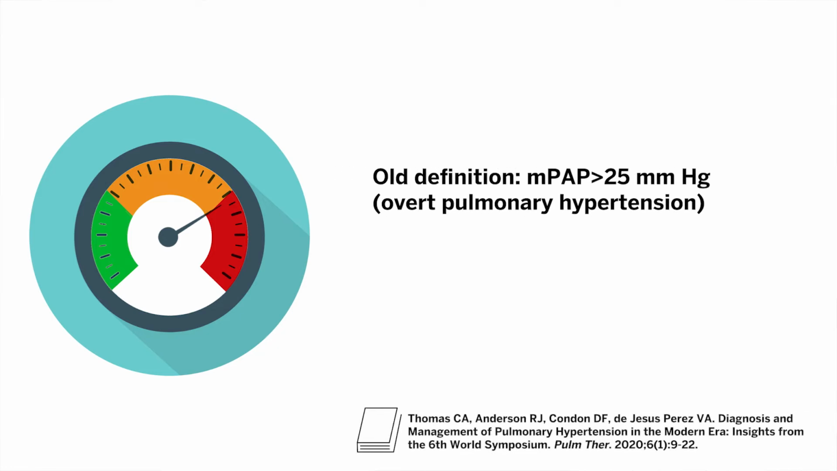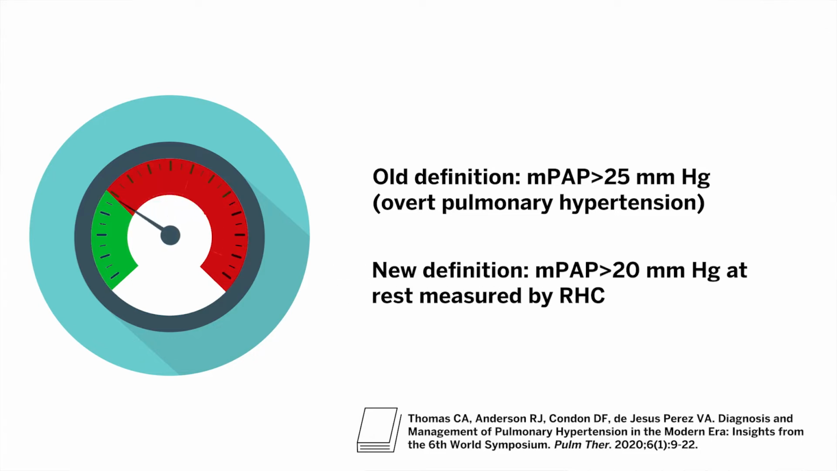In 2018, the 6th World Symposium on Pulmonary Hypertension changed the definition of pulmonary hypertension from a mean pulmonary artery pressure greater than 25, or also thought to be potentially overt pulmonary hypertension, to a new definition with a mean pulmonary artery pressure greater than 20 at rest measured by right heart catheterization.